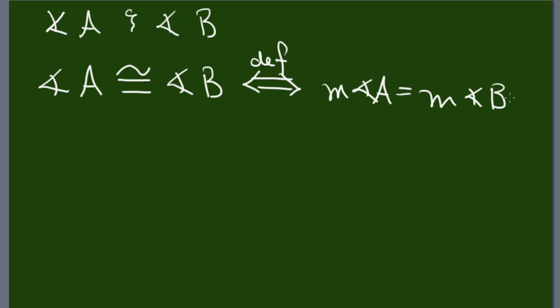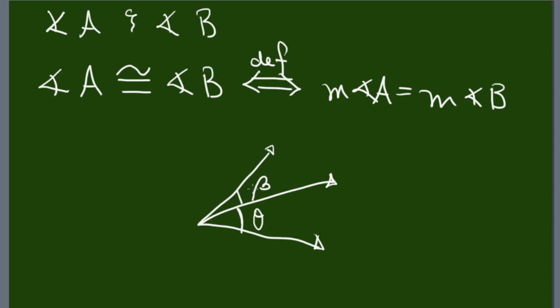Also, adjacent angles are angles with a side in common. So for example, we may have two angles that have this side, say right here, in common. So this would be, say, some angle theta. This would be some angle beta. They have a common side, so they would be adjacent angles.